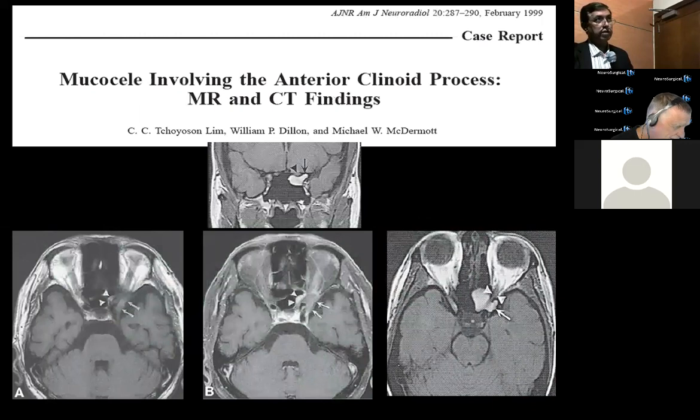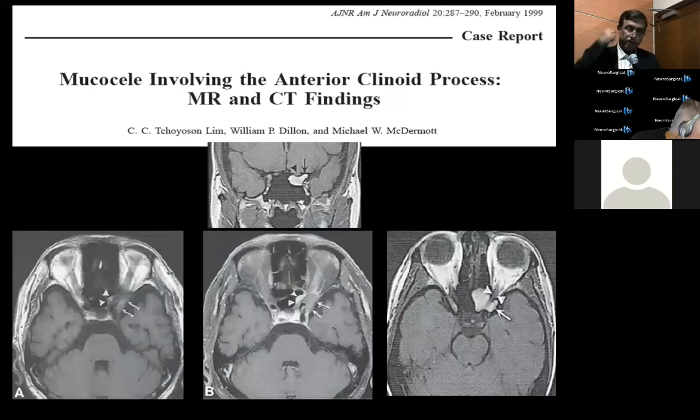Mucocele involving the anterior clinoid, as I said, because it is aerated as part of the sphenoid sinus, and then you will get just the mucocele in the anterior clinoid, and it will form the orbital apex syndrome or cavernous sinus syndrome.